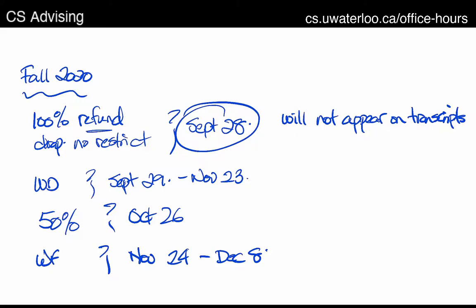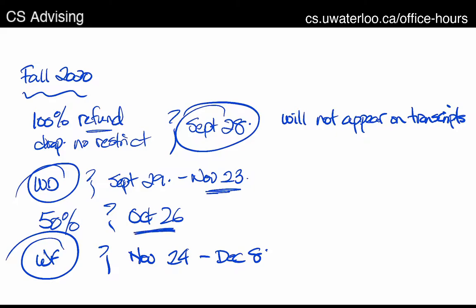And the other real distinction here is this idea of a WD versus a WF. A WD, as long as you drop the course before that date, which is usually a couple months into the term, you're going to get a WD. Again, no impact on your academics. It's probably a good idea to do that if you're struggling and you don't think you're going to pass the course. If you WD before October 26th, you get a 50% tuition refund. It's still a WD, but you get money back.